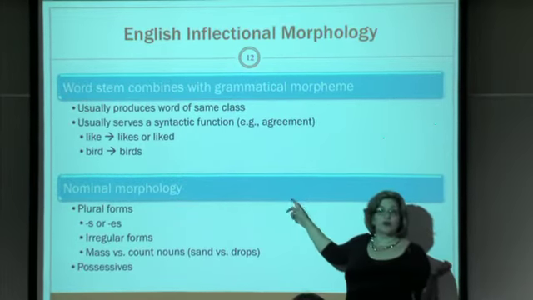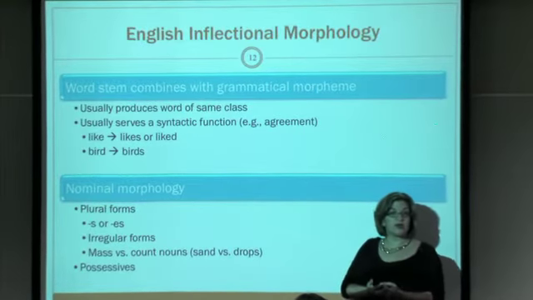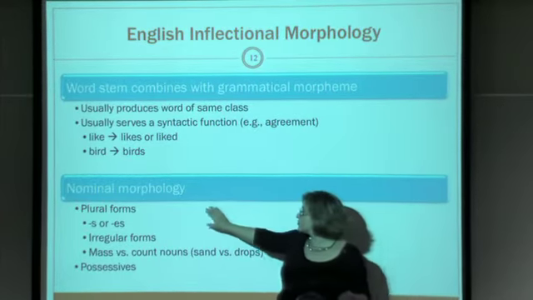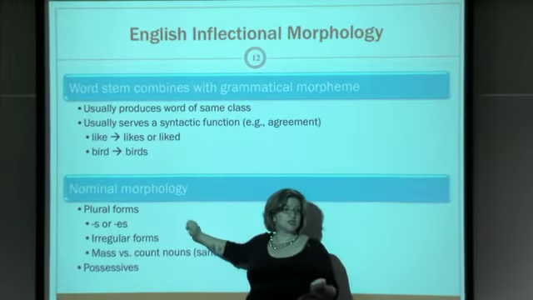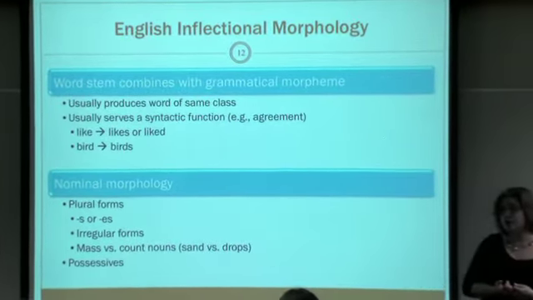What happens with nominal morphology is that the stem might change in some way or another. Or what happens is that the plural form might change. So when do we add the ES for the plural?